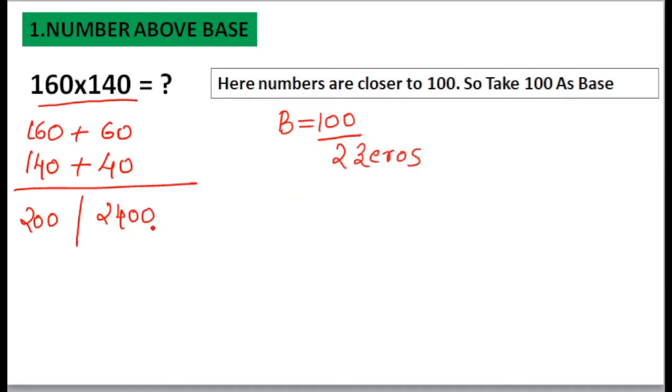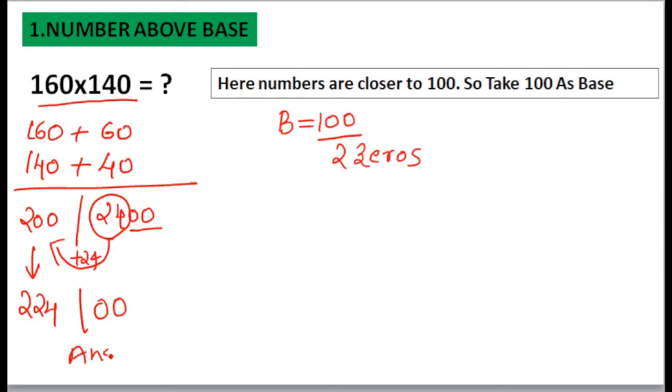Base has 2 zeros. So in RHS you need 2 digits. So the remaining 24 will be carried over to LHS. That means LHS becomes 224 and RHS becomes 00. So your answer is 22400. So this is your answer.